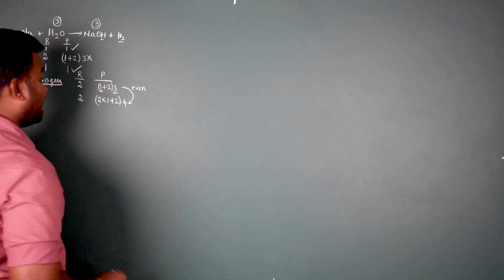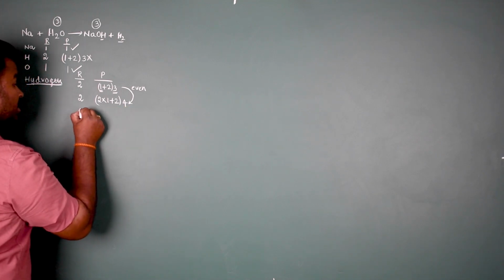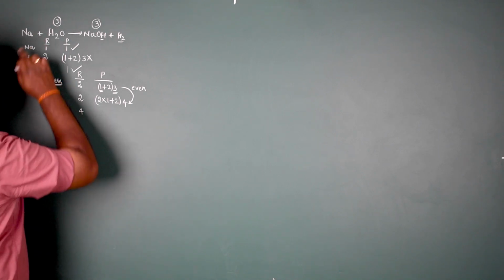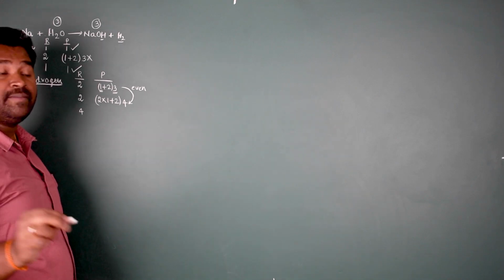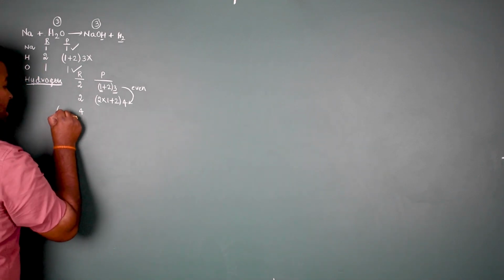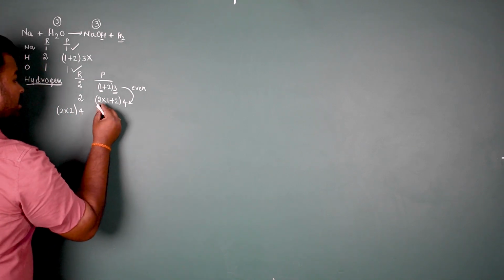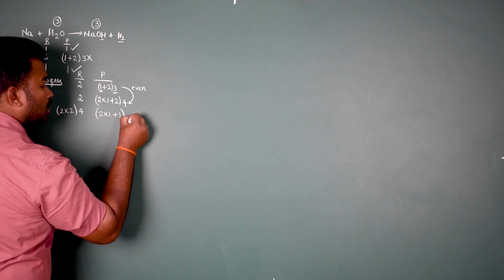Now in balancing hydrogen, in total here there are 4 hydrogens. Now here also I should have 4 hydrogens. How can I make on the reactant side 4 hydrogens? If I make the stoichiometric coefficient of water as 2, then it becomes 4 hydrogens. So that means I have to make 2 into 2, that becomes 4. Here also I have 2 into 1 plus 2, which is equal to 4.